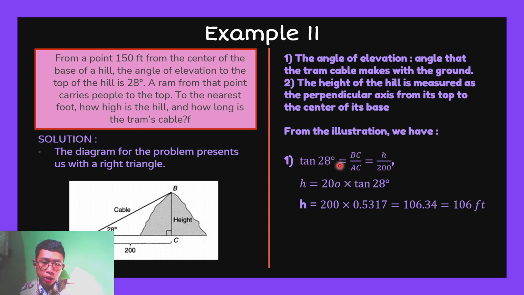tangent 28 degrees is equal to BC per AC, which is equal to h per 200. Because we want the value of h, h is equal to 200 times tangent 28 degrees. So h is 200 times 0.5317, which is equal to 106.35. So we round down, which is equal to 106 feet.